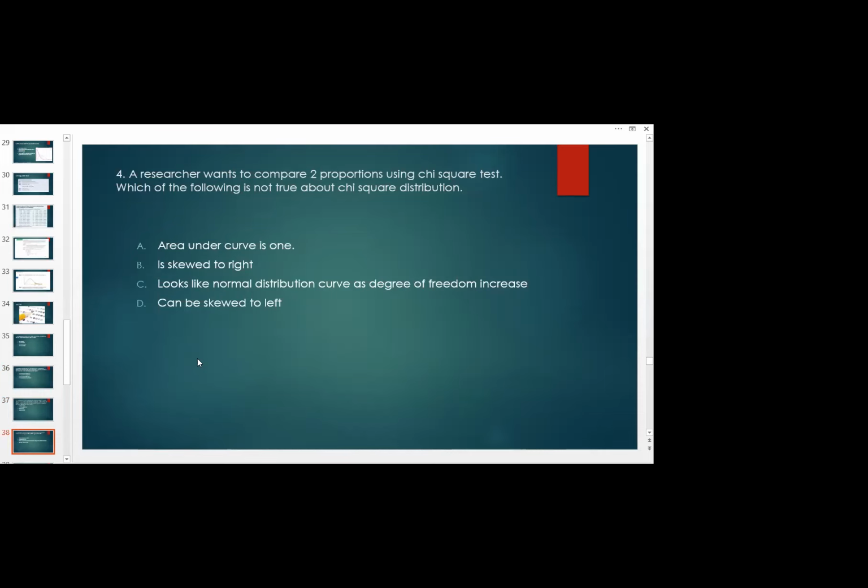A researcher wants to compare two proportions using chi-square test. Which of the following is not true about chi-square distribution?